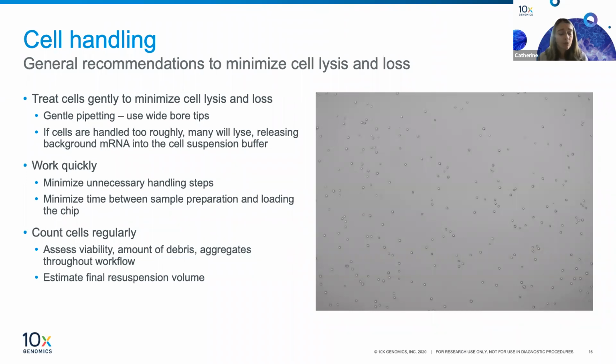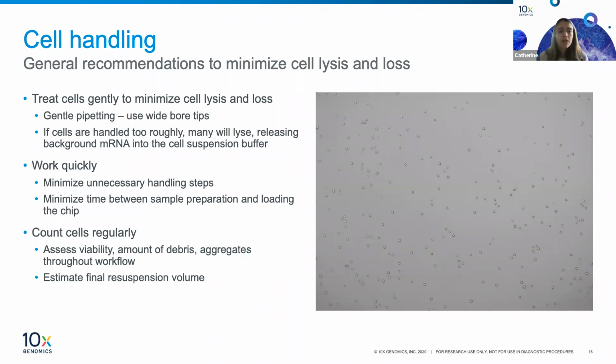When we're starting our sample prep, we are taking cells from a place where they're happy. If we're taking our tissue and dissociating those cells, we're taking them from a place where they're happy, and they're going to be on a decay time from that moment until you get them loaded onto the chip. So you want to work quickly, minimizing unnecessary handling steps and minimizing the time between sample preparation and loading onto that chip.